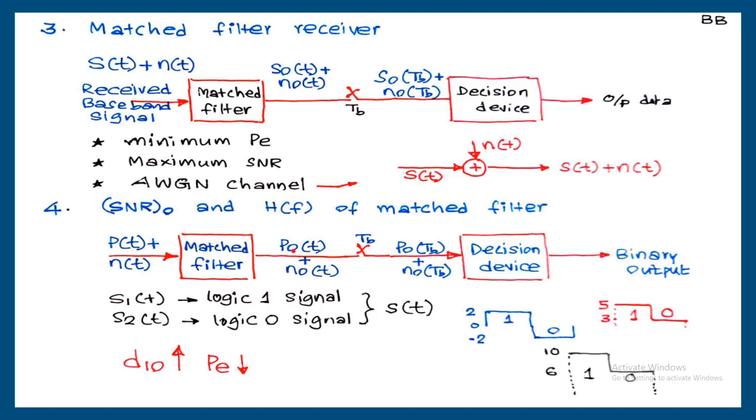Then output is S01t minus S02t, and this will be S01tb minus S02tb. That is P of t, P0t and P0tb. Otherwise, it's the same block diagram. Function of the matched filter is to minimize probability of error or maximize signal to noise ratio. Switch is going to be closed at every TB second for giving a discrete time signal to the decision device. So the decision device will make a decision at every TB second, either 1 or 0.